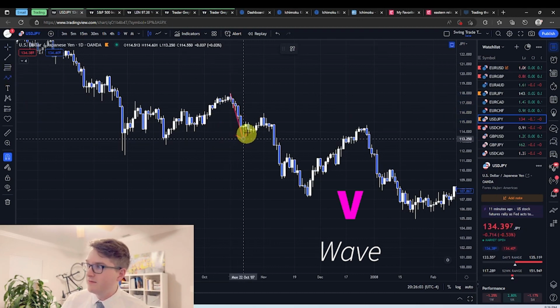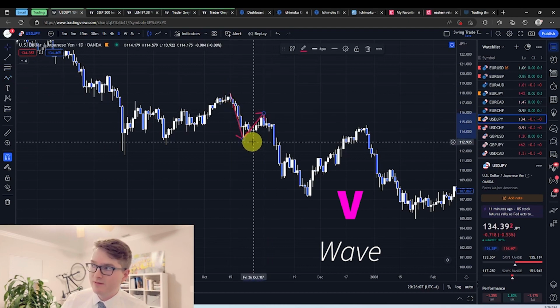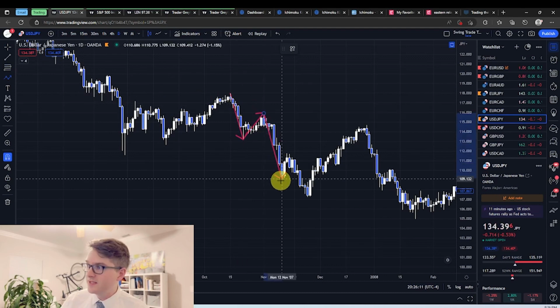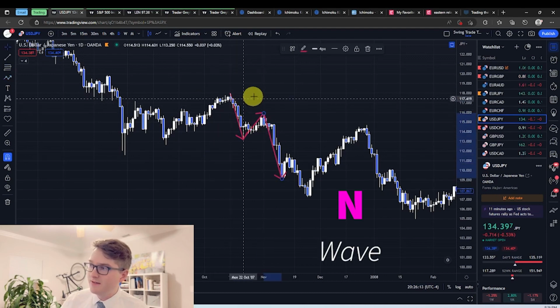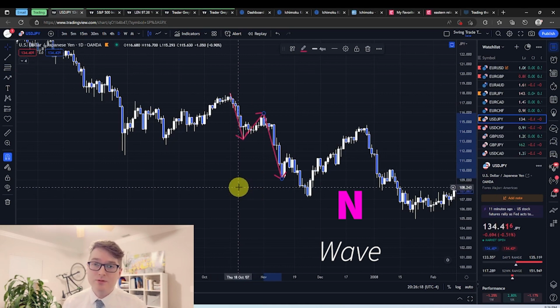Now we're going to have a corrective wave back in the opposite direction to form the V wave. And now I'm going to draw in the next impulse wave down, and there you have it. Now we have a full N wave, and it's that simple. It's pretty easy, so there's not really much more to it than that.